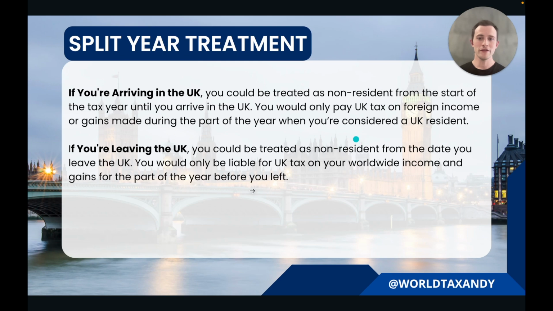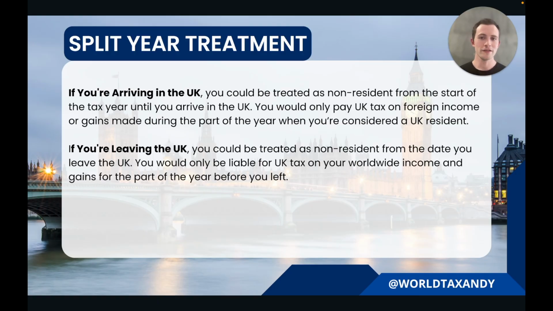If you're arriving in the UK and you come to the UK partway through the tax year, the split year treatment might apply to you. This means you could be treated as a non-resident from the start of the tax year until you arrive in the UK. As a result, you would only pay UK tax on income or gains made during the part of the year when you're considered a UK resident.